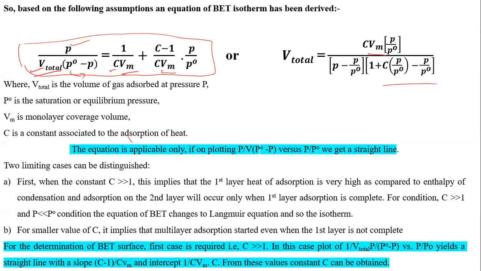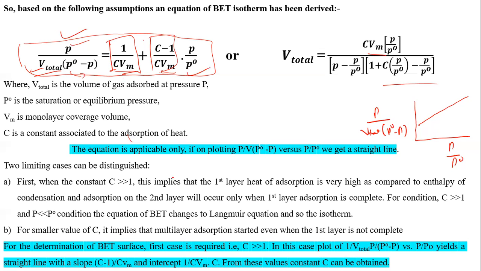Now, the condition here is that this equation is only applicable if you plot P upon V total (P naught minus P) versus your P upon P naught, you should get a straight line. So this equation is only applicable if you plot between these two and you get a straight line. And from this straight line, from the slope and the intercept, you can easily calculate the different values, that is C and this volume, from this graph.